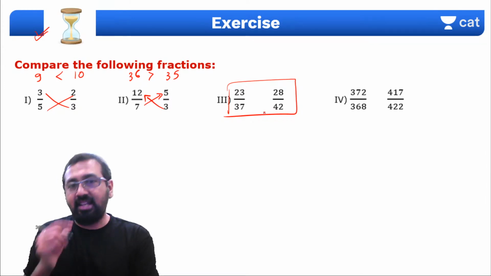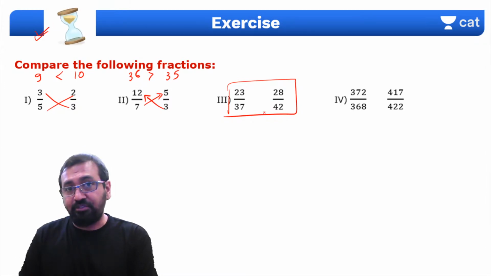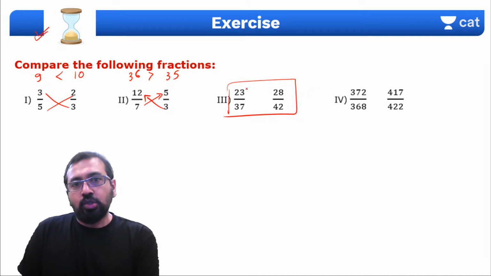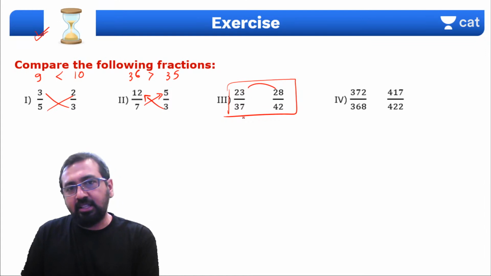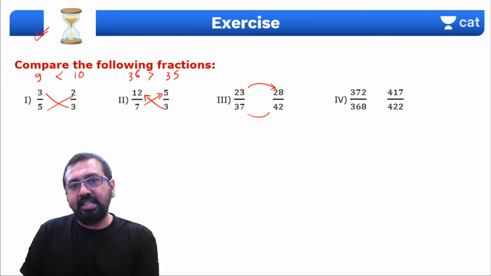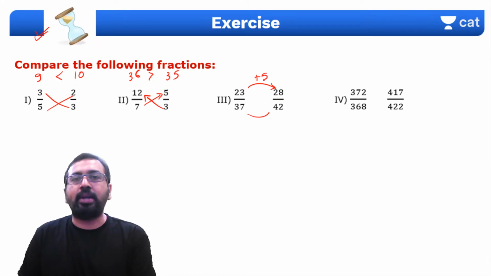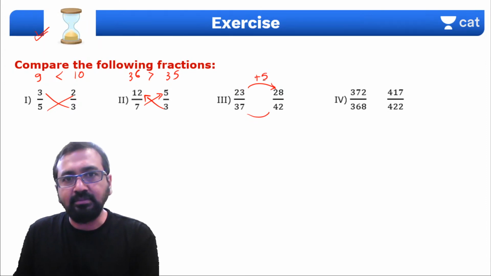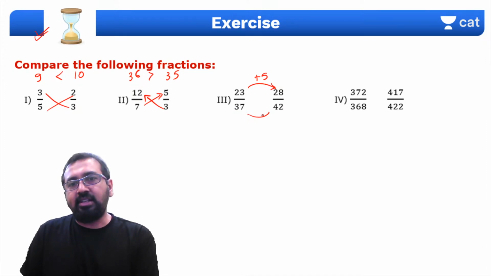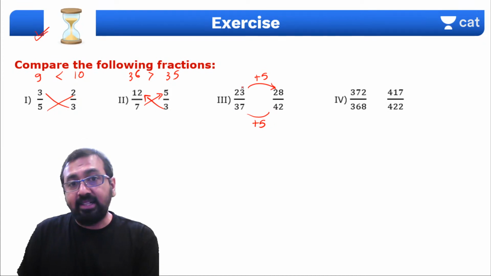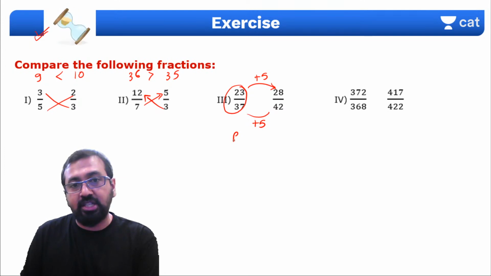Instead we can use a different trick. If you observe these fractions, just compare the numerators and denominators of both. Can I say 23 plus 5 is 28? Yes. Same with 37 plus 5 is 42. And this 23 by 37 is a proper fraction, a fraction where the numerator is less than the denominator.